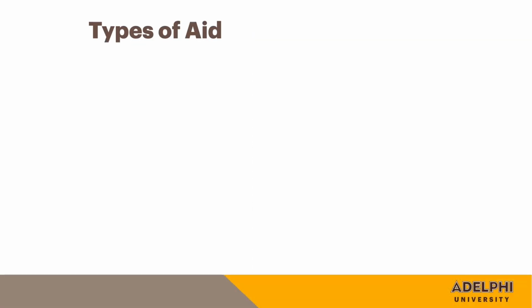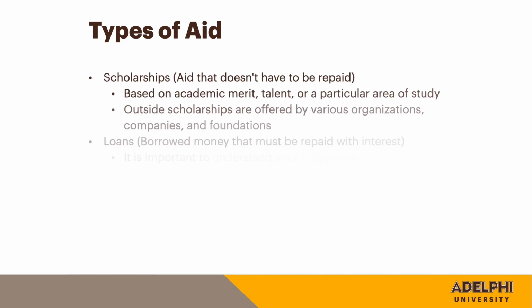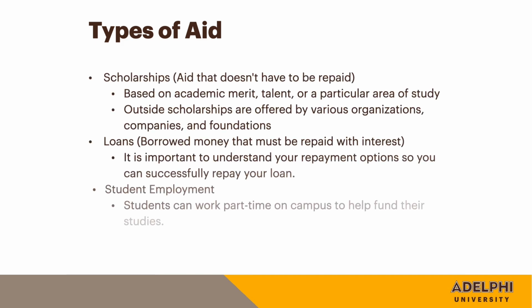What different types of aid are there? There are 3 basic types of aid. 1. Scholarship. These are typically merit-based and awarded by the Office of Admissions, sometimes in cooperation with your Department of Study, at the time of acceptance. Scholarships can also come from outside organizations as well, and usually require a separate application. Scholarships do not require repayment.